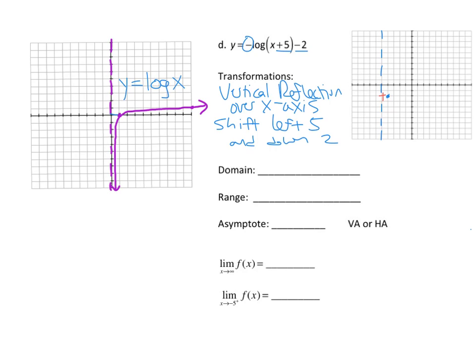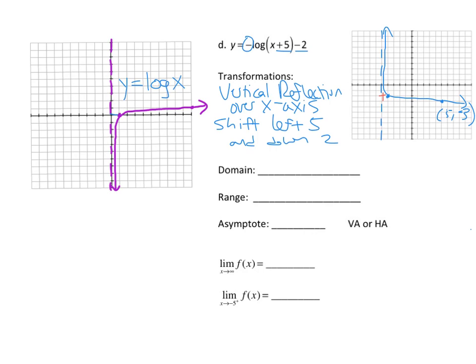My next point normally goes to the right 10 and up 1. Since I'm reflecting vertically, instead of going up, it's going to go down. So I still move to the right 10 from my starting place, and then instead of going up 1, I go down 1. So that gives us a point right here, and that point should be positive 5, negative 3 is the ordered pair. And this is what it looks like upside down.